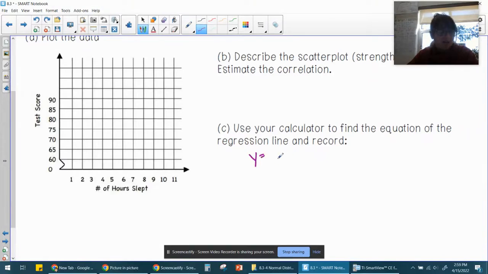When I plugged in those values, I got my slope as 6.46 times x plus 34.9. So go ahead and make sure you can get that same answer, but I want to give you that so you can check your work.